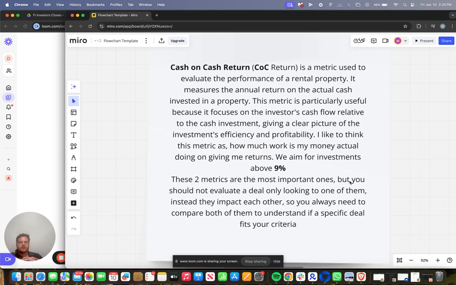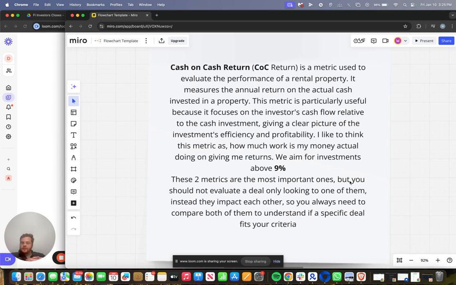I like to think of the metric as how hard, or how much work, my money is actually doing in giving me returns. We aim for investments above 9%. That's assuming long-term rental. If it's an Airbnb or something else, you're going to want to be significantly higher.